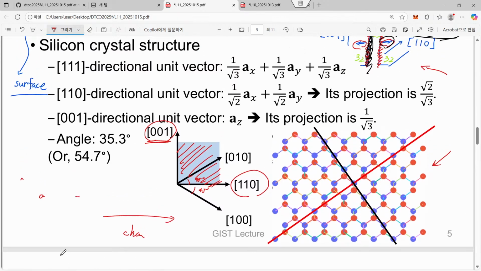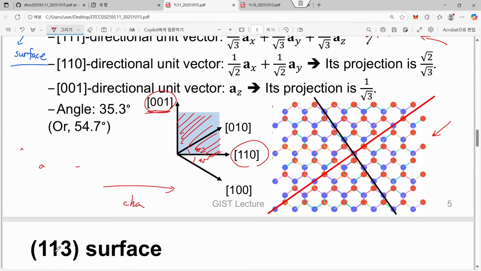Then here we have some balls, blue balls and red balls. They are all silicon atoms. So why I have introduced, why I distinguish these two, is just for your visibility.